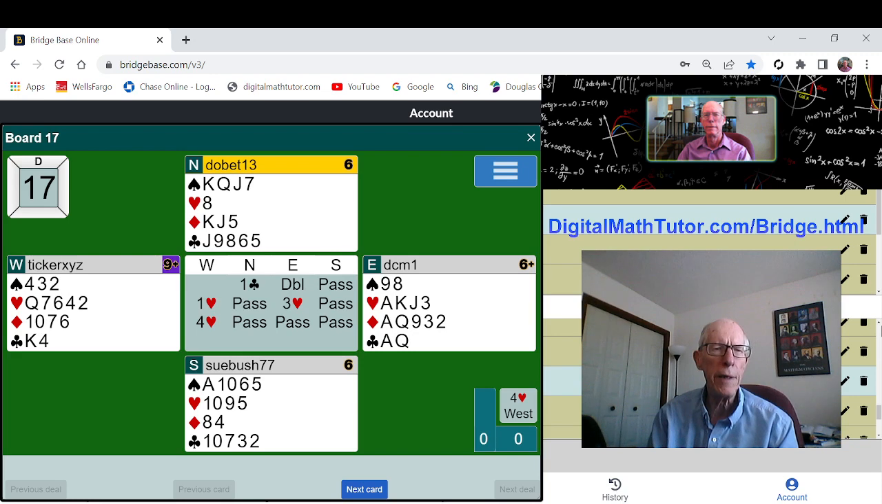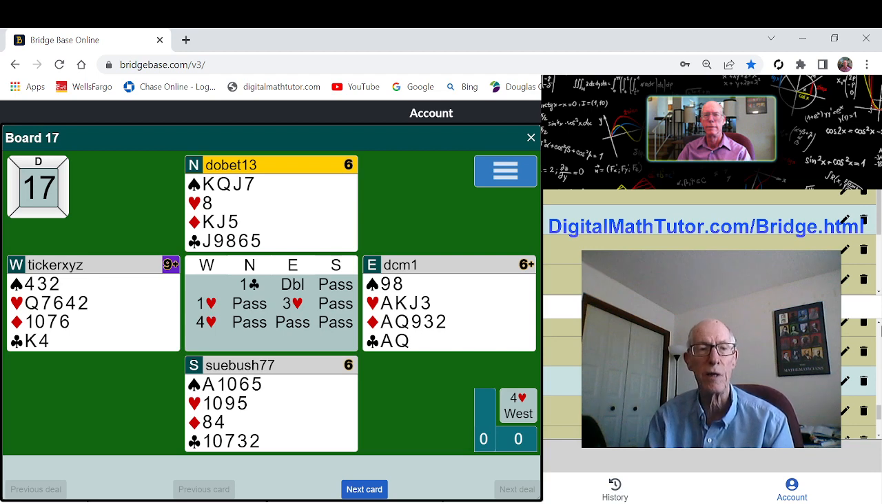This hand I played on BBO recently, and with nobody vulnerable, North opens one club, East bids takeout double, South passes. I'm sitting in the West seat, I respond one heart, East bids three hearts, and I certainly feel like I have enough to go to four hearts.